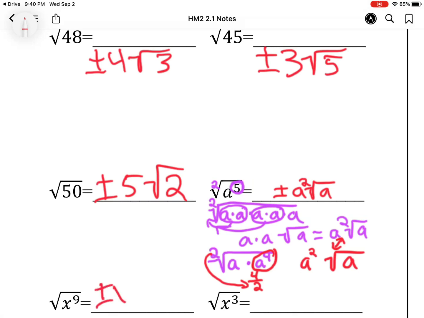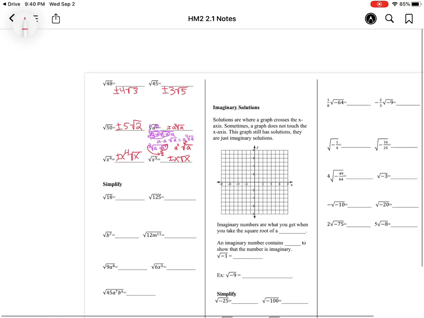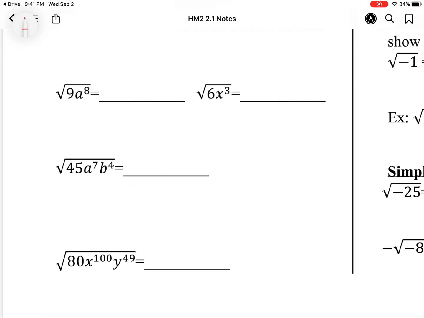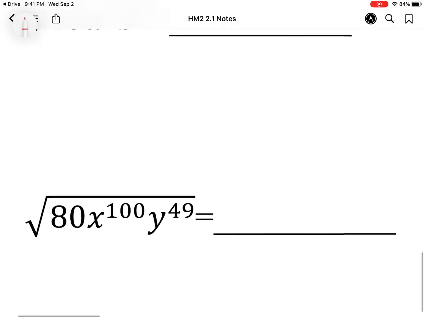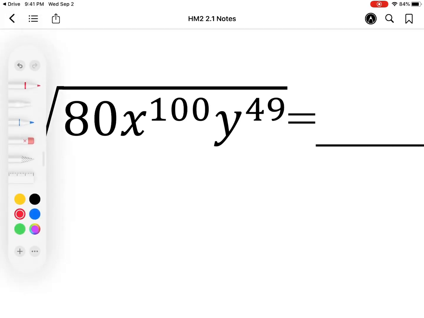Down here, you should have gotten plus or minus x to the 4th times the square root of x, and plus or minus x times square root of x. Alright. Moving on. I do want to hit one of these harder ones. So let's look at this one. Obviously, that is why you cannot always rely on expanding everything.